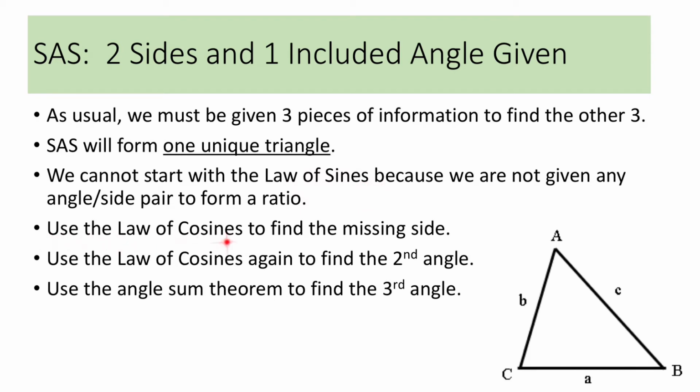So we need to start with the law of cosines. We use the law of cosines to find the opposite side first, and then we use the law of cosines again to find one of the other angles by taking an inverse cosine, and then in order to find the last angle, once we know the other 2, we simply subtract using the angle sum theorem. So this is the process we go through for solving an SAS triangle using the law of cosines.